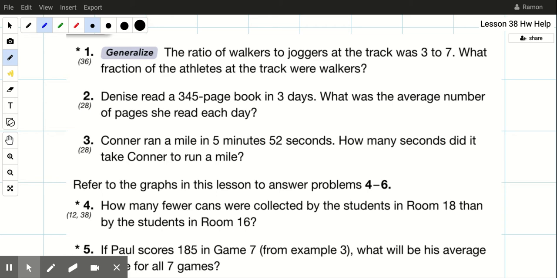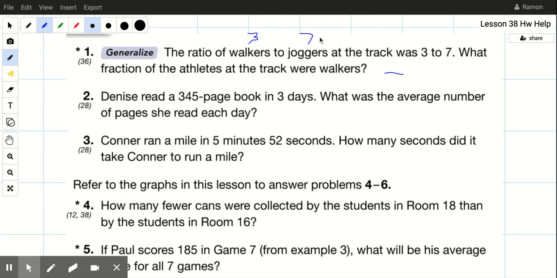Number one, the ratio of walkers to joggers was 3 to 7. So for every 3 walkers, we have 7 joggers. What fraction of the athletes at the track were walkers? In order to determine this, we have to know how many total athletes there were. We might not know the total number of actual athletes, but we do know the ratio of total athletes to walkers and joggers.